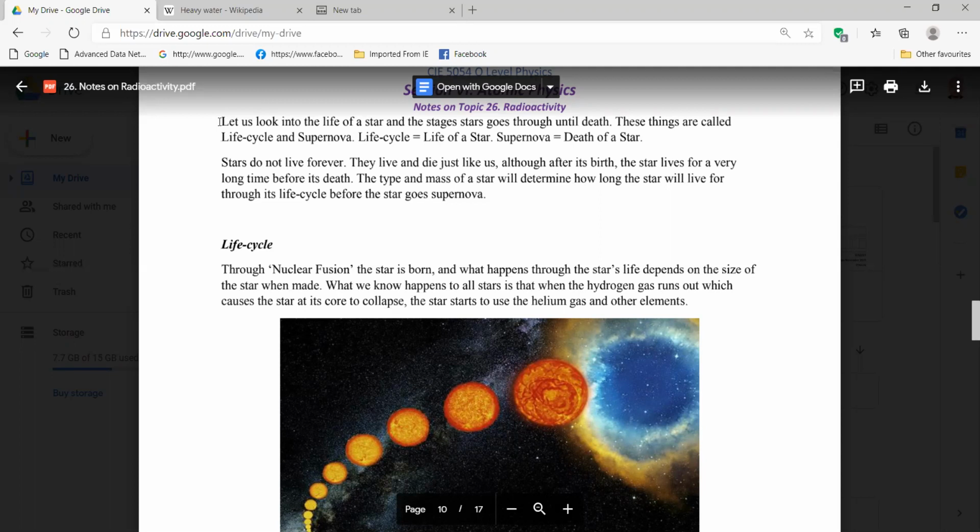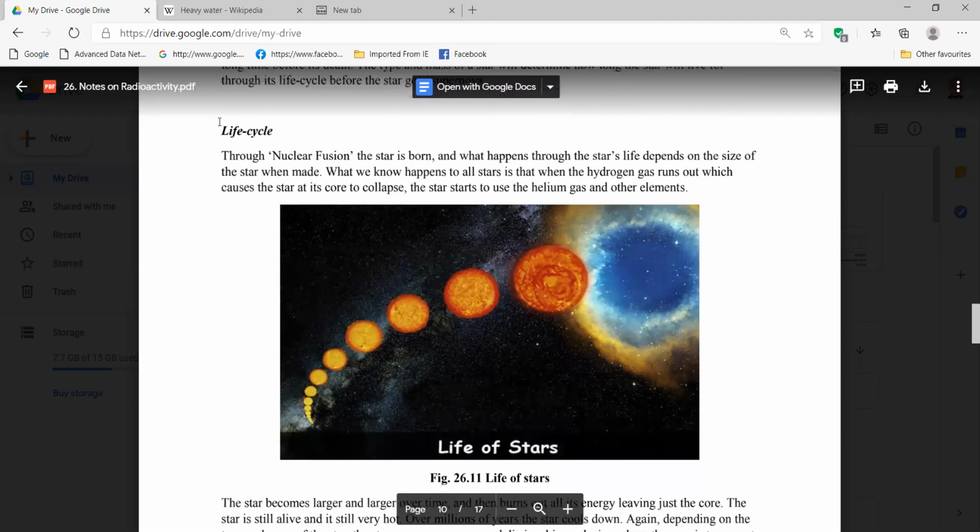Very good. So continue here. Life cycle. Through nuclear fusion, the star is born, and what happens through the star's life depends on the size of the star when made. What we know happens to all stars is when the hydrogen gas runs out, which causes the star at its core to collapse. The star starts to use the helium gas and other elements.